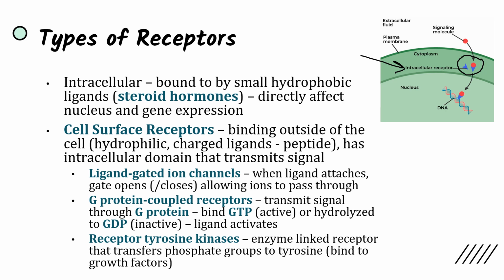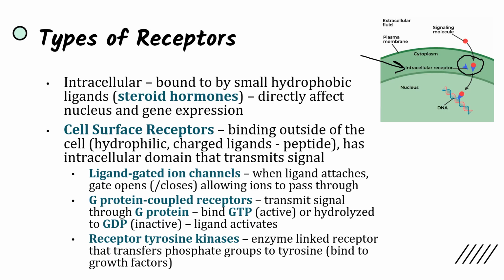But of course, for other kinds of ligands, we need cell surface receptors. And this means there's going to be binding outside of the cell. And generally these receptors, and we'll look at some pictures on the next slide, have a portion of the receptor that is inside the cell that crosses the membrane that allows transmitting of the signal.